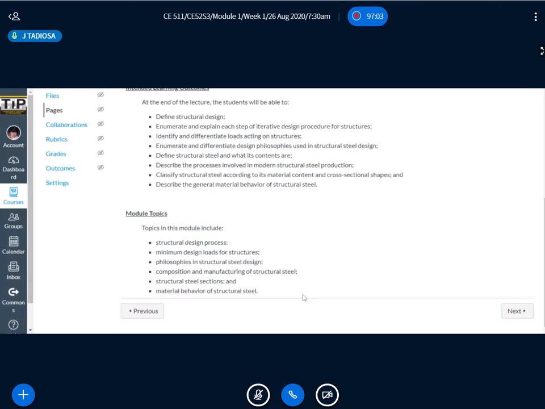So module topics. Topics in this module include the structural design process, minimum design loads for structures, philosophies and structural steel design, composition and manufacturing of structural steel sections, and material behavior of structural steel.